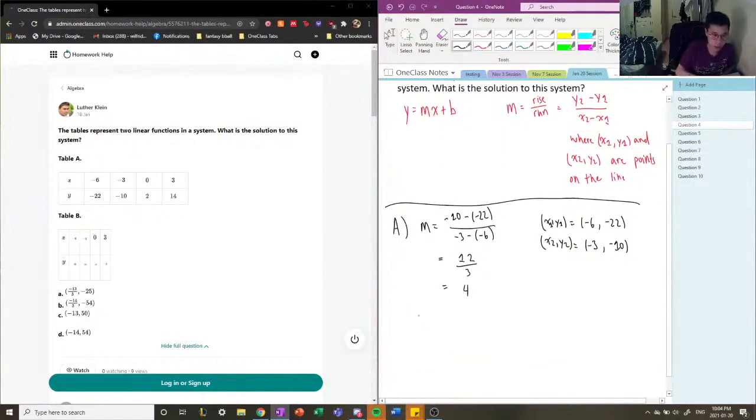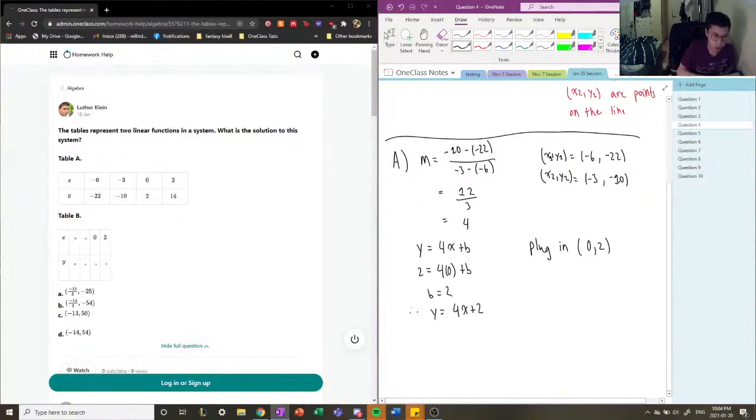Now we can plug it into our standard form, so we have y equals 4x plus b. We need to find the y-intercept, so we're going to plug in 0 and 2. If we plug in 0 and 2, we get 2 equals 4 times 0 plus b, and b is equal to 2. Therefore, our line is y equals 4x plus 2. Simple enough. Let's move on to B.